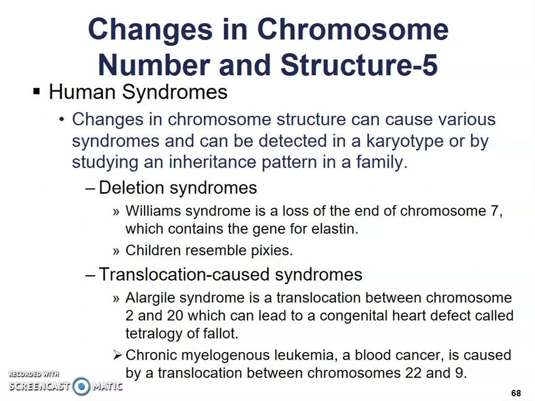A translocation syndrome is, I'm not quite sure how to say this one, Alagille syndrome, which is a translocation between chromosome 2 and number 20, which can lead to a congenital heart defect called tetralogy of Fallot. It causes chronic myelogenous leukemia, which is a blood cancer that is caused by a translocation between chromosome 22 and chromosome 9.